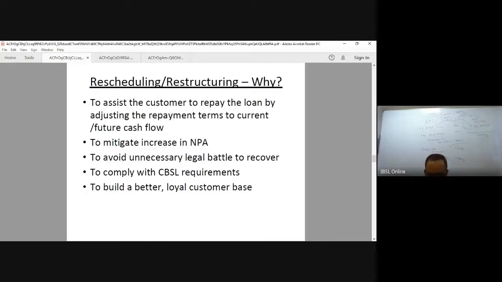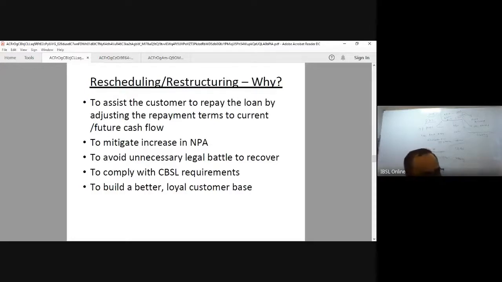Why do you reschedule or restructure a facility? To assist the customer to repay the loan, by adjusting the repayment terms. Why? Because the cash flow of the customer has changed. The customer's cash flow has changed. You try to match to the current cash flow, right?